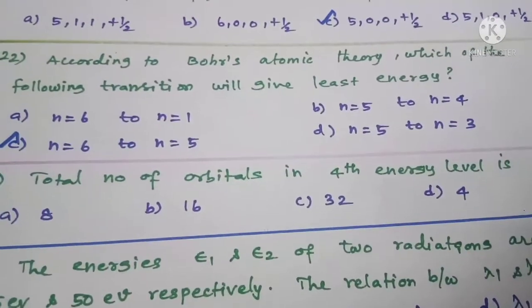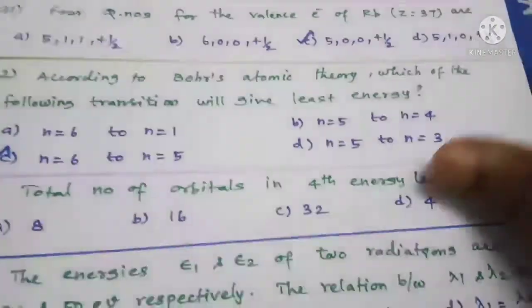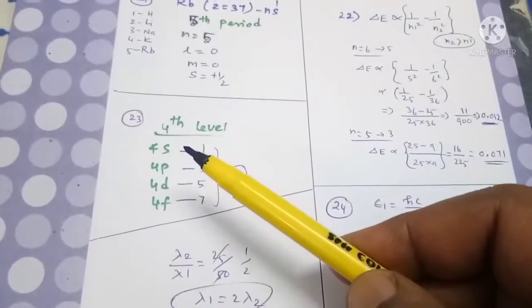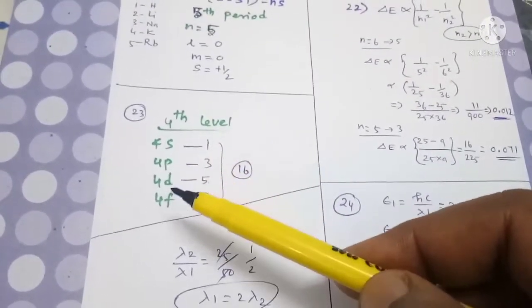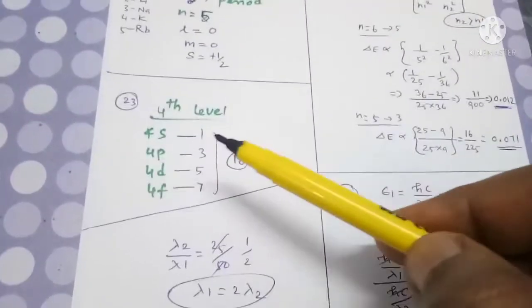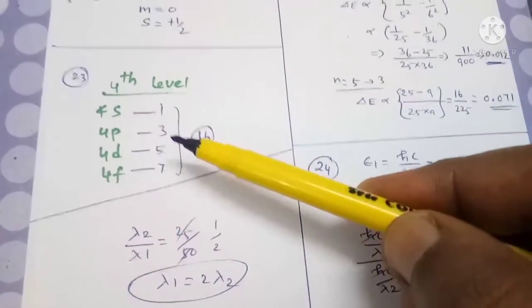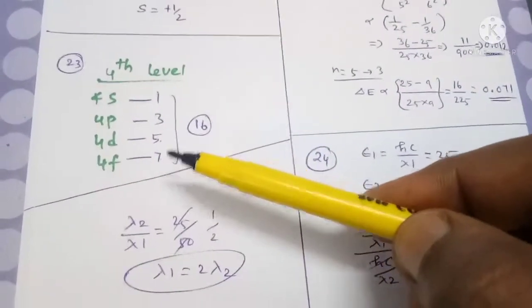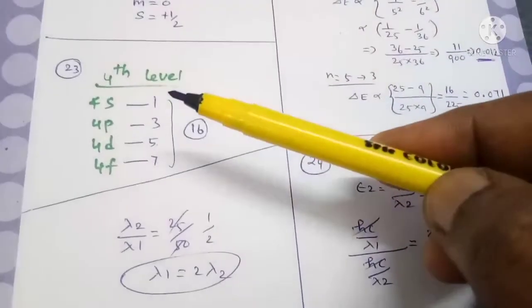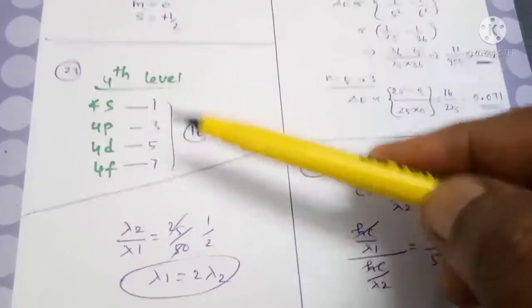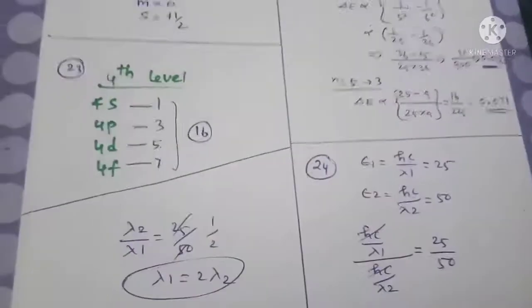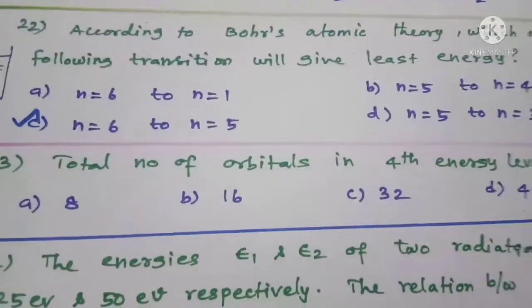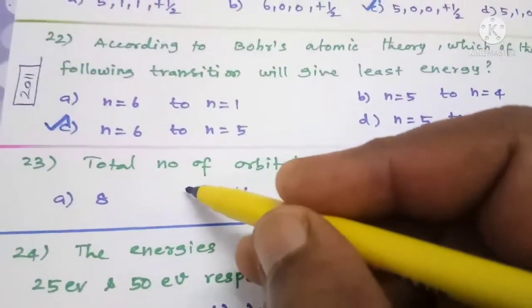You have to find out the total number of orbitals in the 4th energy level, n equal to 4. You know that in the 4th energy level we have all 4 subshells: 4s, 4p, 4d and 4f. The 4s subshell has only one orientation, 4p has 3 orientations, 4px, py, pz, likewise 4d with 5 orientations, 4f with 7 orientations. So the total number of orbitals is the sum of these numbers, which is 16. So 16 is the right answer.